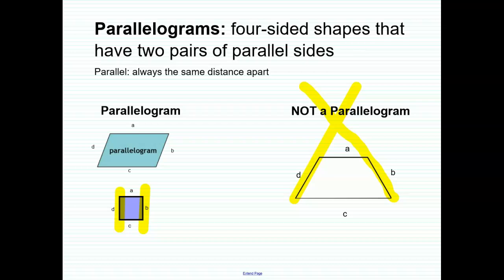Pause the video and explain why the shapes on the left side are parallelograms, but the shape on the right side is not. Exactly right, third graders, because to be a parallelogram, there needs to be two pairs of parallel sides, not just one.